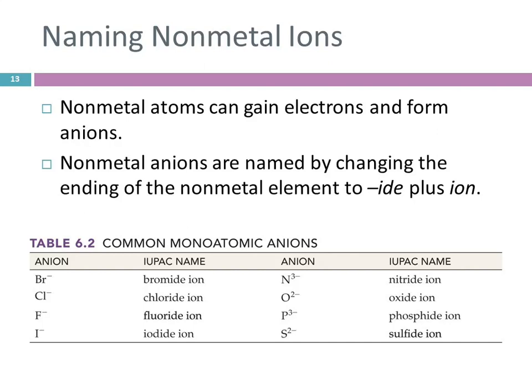To name the nonmetal ions, the nonmetals gain electrons, they form anions. We take the element name and change the ending to "ide," and then add the word ion. So Br minus, Br is bromine. We change the ending to bromide. Fluorine becomes fluoride. And just like there's no flour in fluorine, there's no flour in fluoride either. Oxygen becomes oxide. Phosphorus, phosphide. The charges are known from their position on the periodic table.